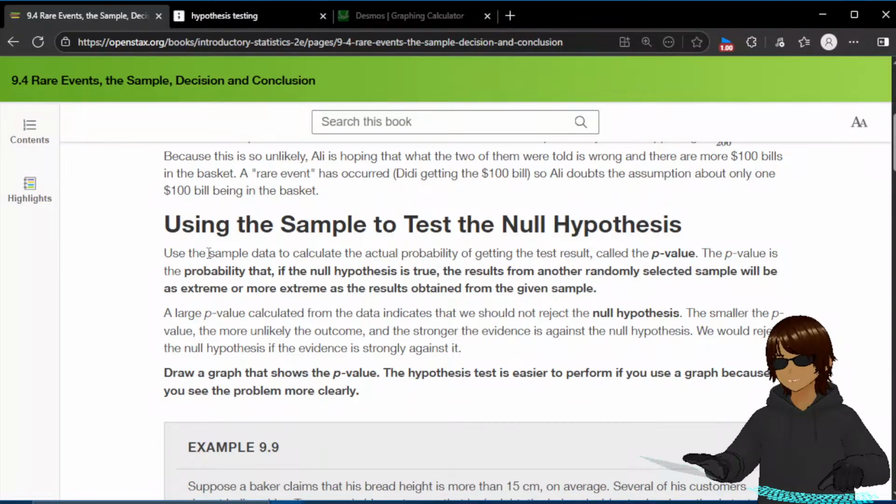Use the sample data to calculate the actual probability of getting the test result, called the p-value. The p-value is the probability that if the null hypothesis is true, the results from another randomly selected sample will be as extreme or more extreme as the results obtained from the given sample. A large p-value calculated from the data indicates that we should not reject the null hypothesis.